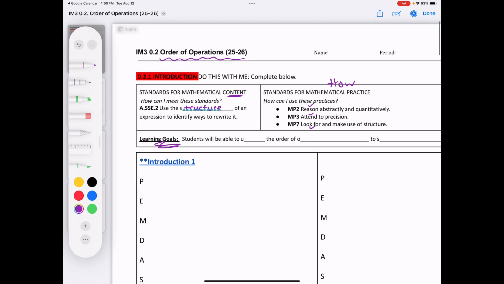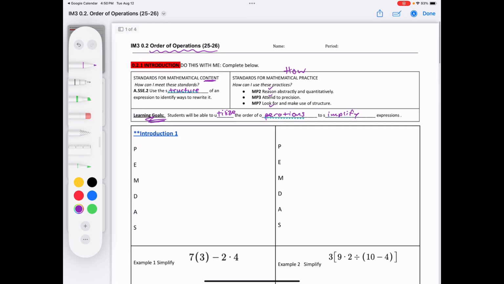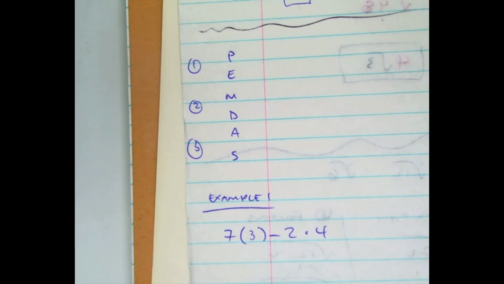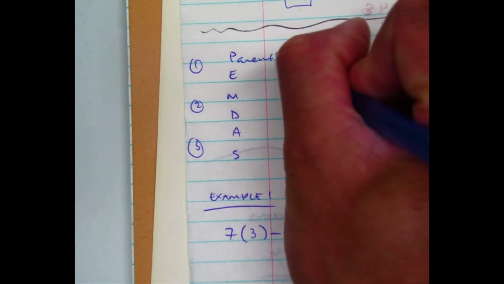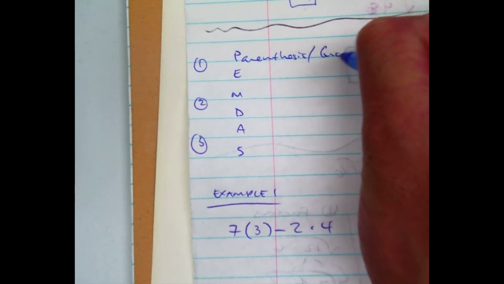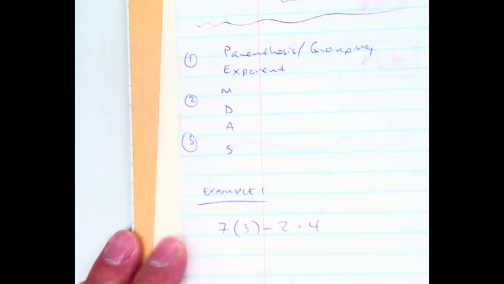Learning goal. Students will be able to utilize the order of operations to simplify expressions. So the order of operations, you're going to go in this order. P stands for what, class? Now, it actually also means any grouping symbols. And we'll go over a couple of different grouping symbols. E stands for exponent, is just that little number on the top right.